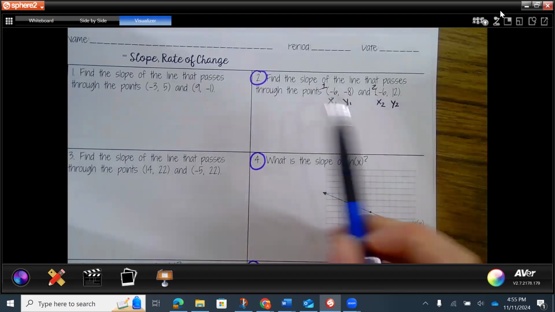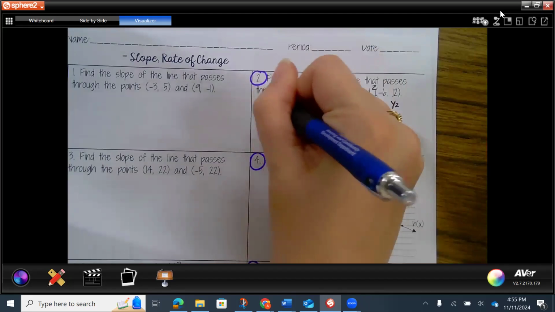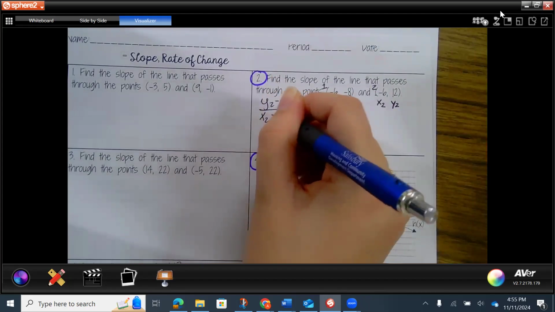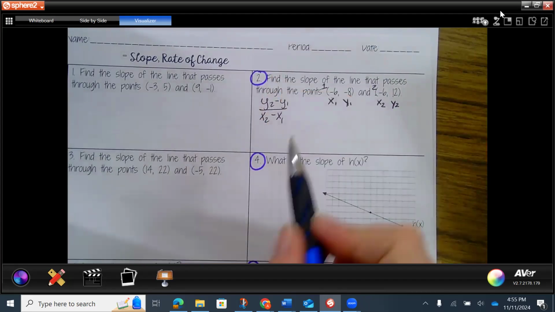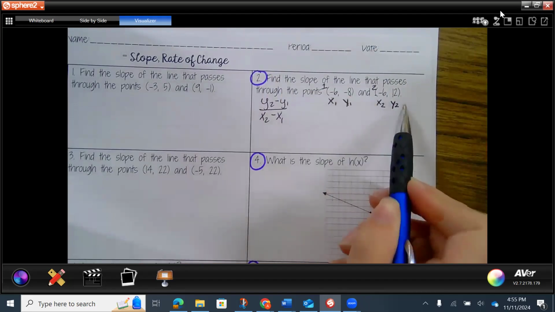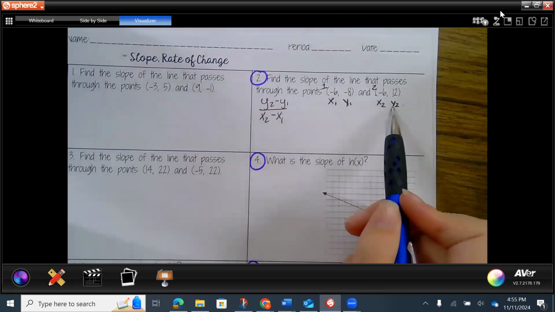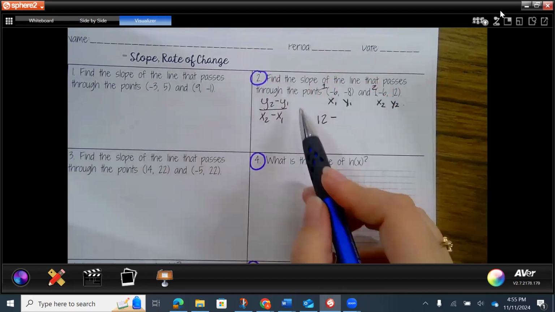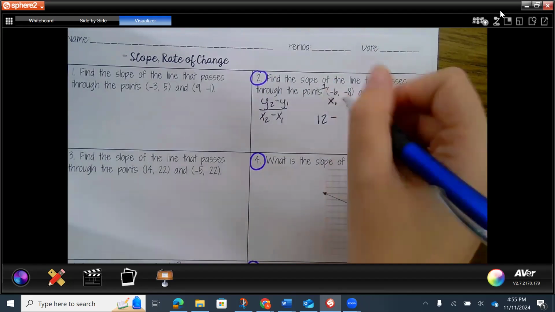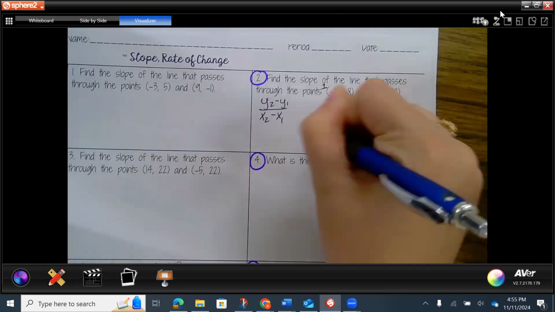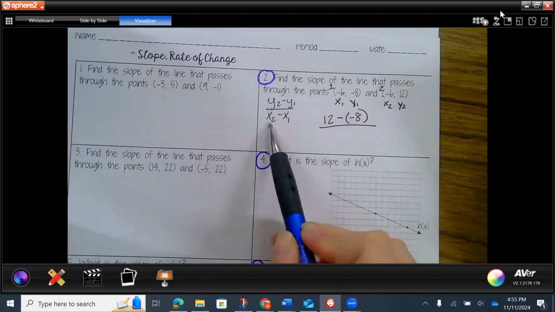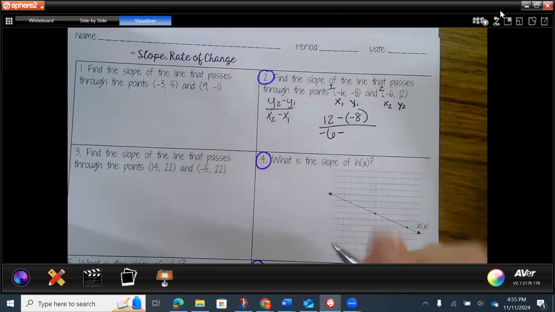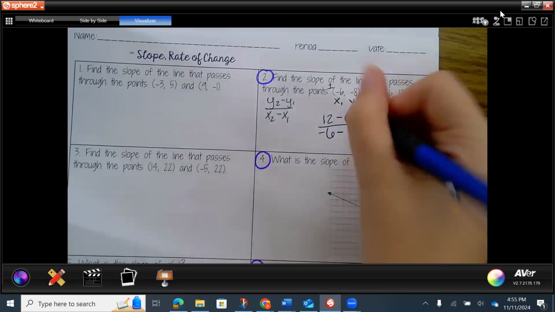Okay, so now we use our slope formula. Again, that is y2 minus y1 divided by x2 minus x1. And we are just going to fill in the numbers that we have here. So my y2 is 12 minus my y1. My y1 is -8, divided by my x2. My x2 is -6, minus my x1 is also -6.